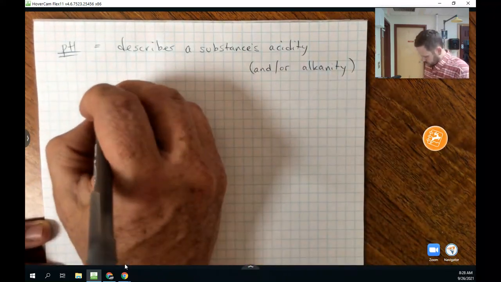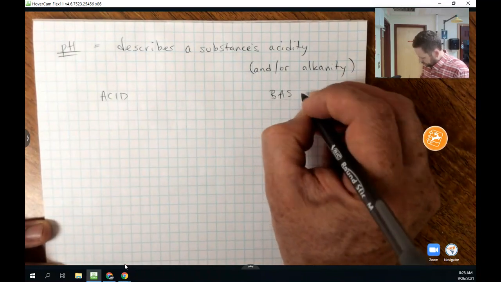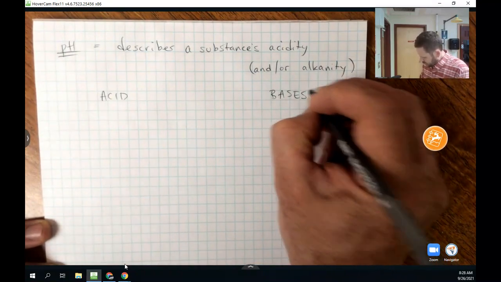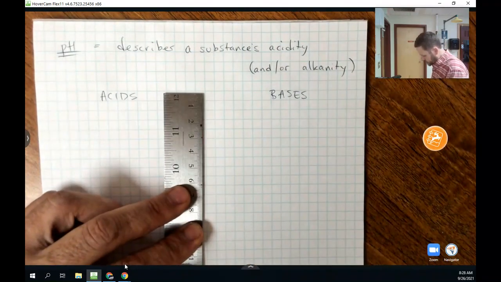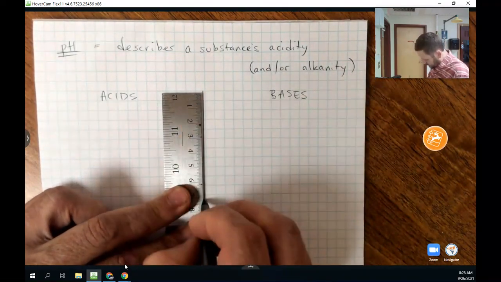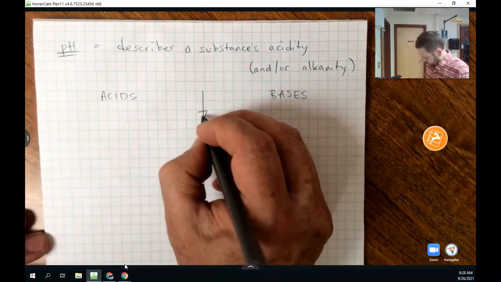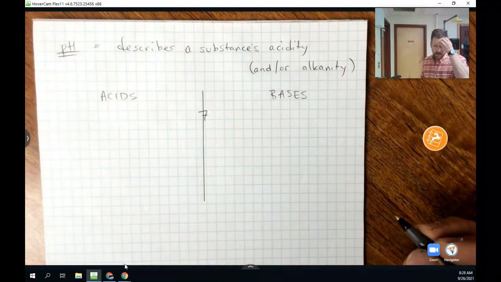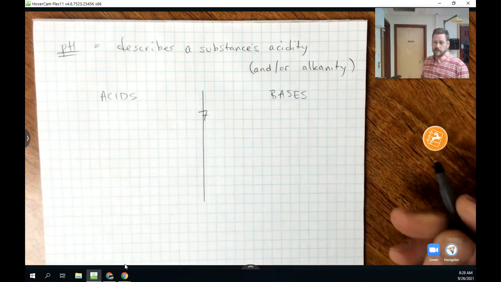And so I'm going to make a compare and contrast chart here, and we'll describe acids versus bases. I'm going to just make a short line here to divide two columns, and right on that line I'm going to put the number 7. And that's because 7 corresponds to a neutral solution, which is neither acidic nor basic.